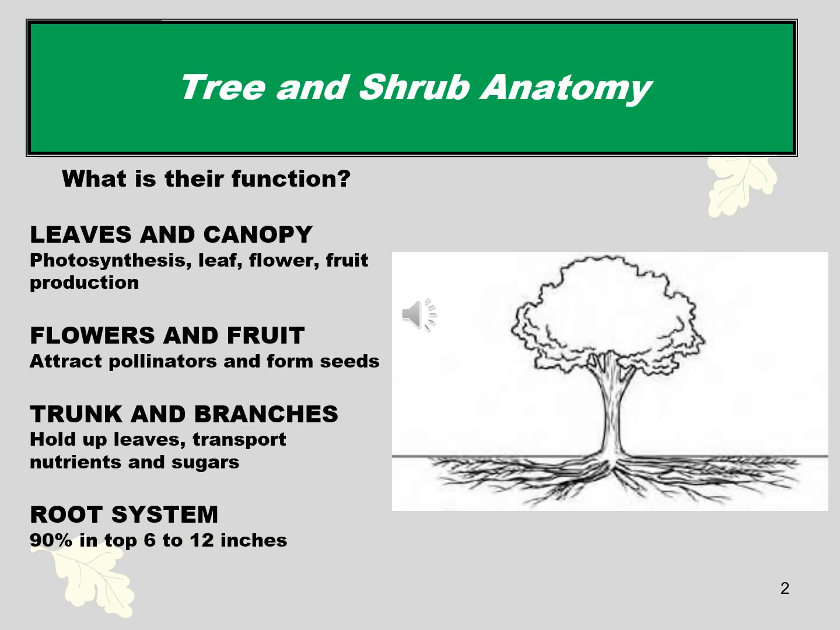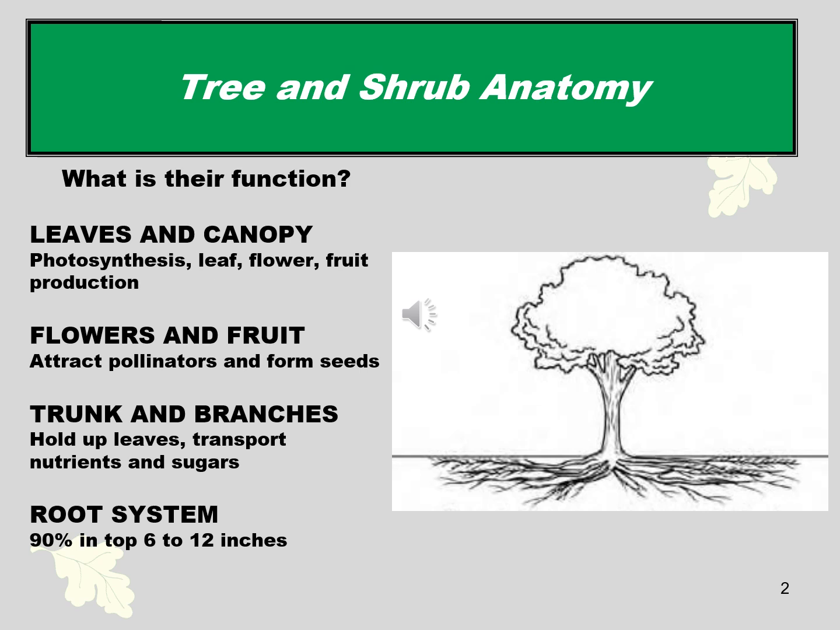Let's look first at some anatomical parts of a tree and shrub. The leaf canopy is the part above where all the leaves are, at the tips of the branches. The functions of leaves are photosynthesis to produce food. Within the canopy are also where the flowers and fruits are developed. The flowers' function is to attract pollinators, and of course the fruits are to form the seeds.